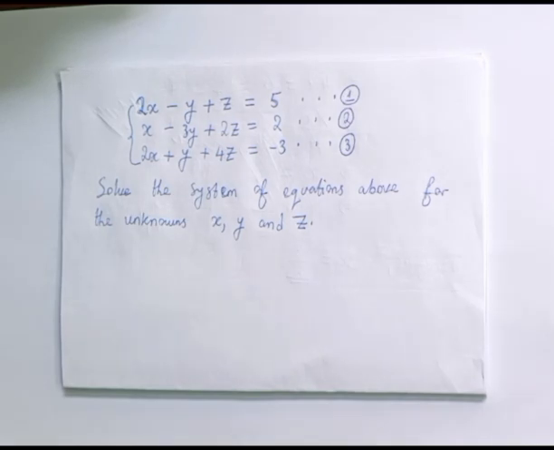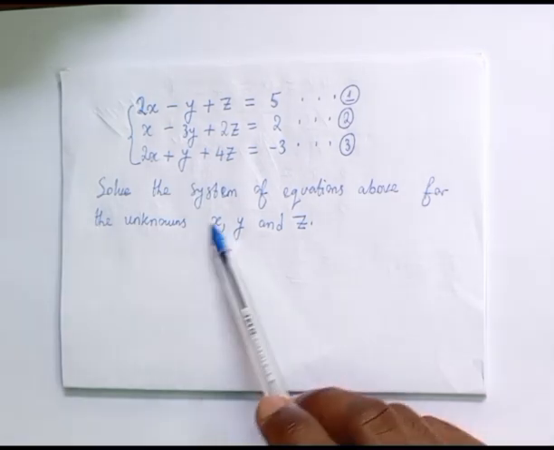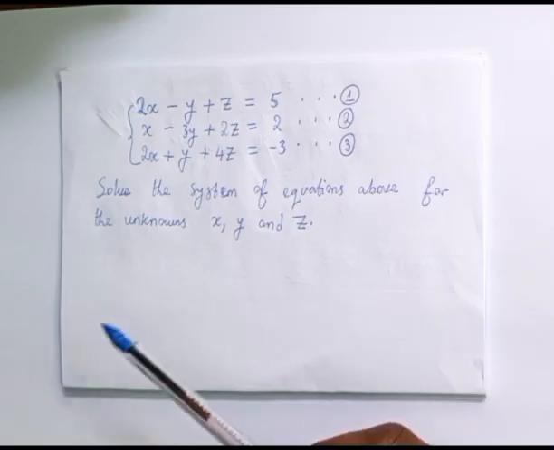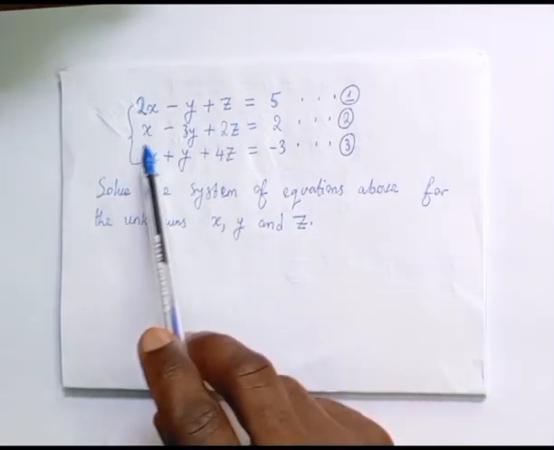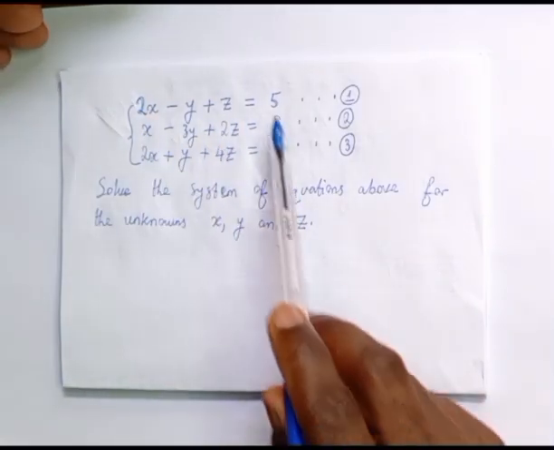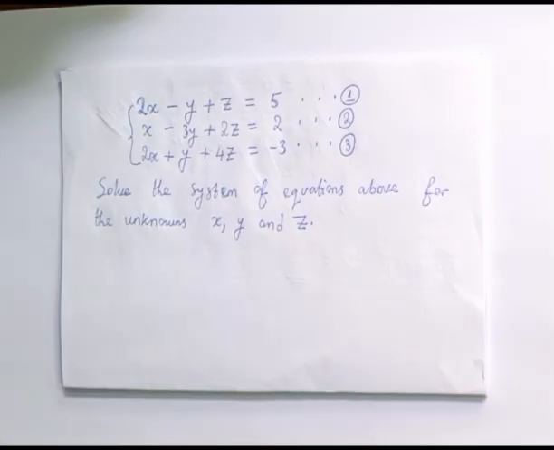That means we have to find the values of x, y, and z such that when we insert them in the three equations, we are going to obtain the constants we have at the right hand sides.